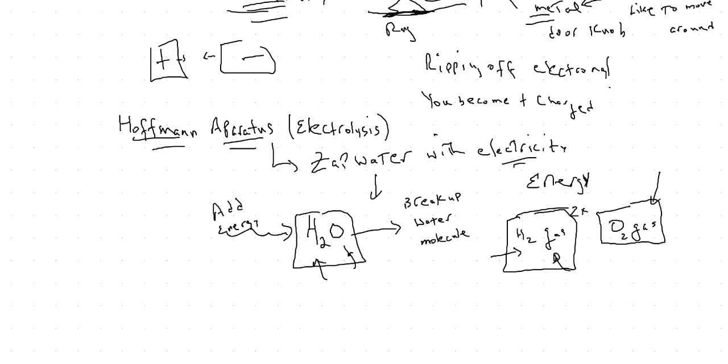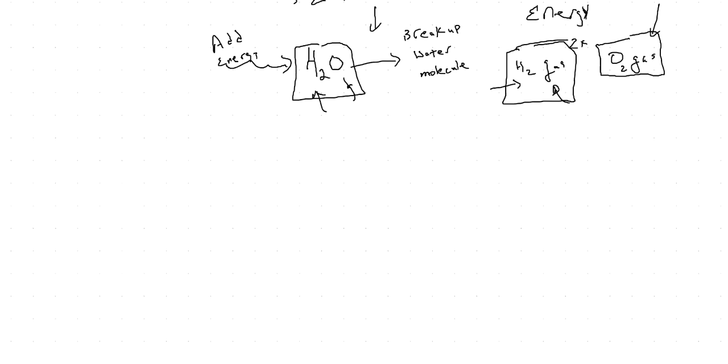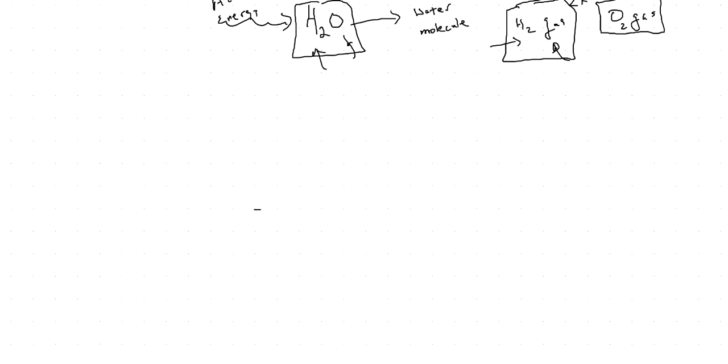The second device we have in lab is something called a Van de Graaff generator. A Van de Graaff generator is just a big static electricity generator.